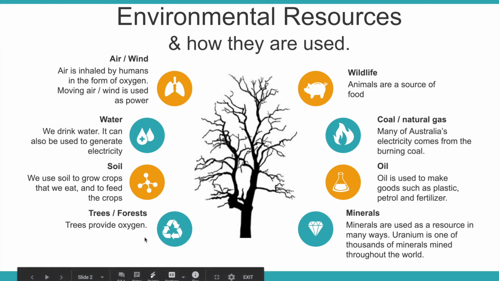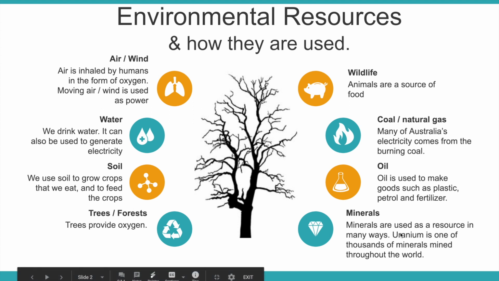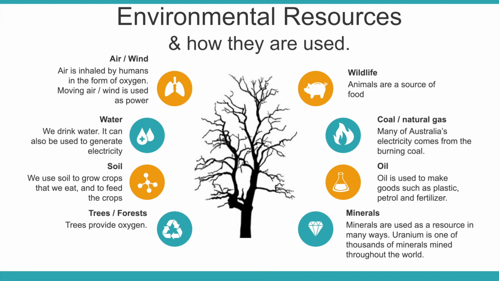Trees. Trees provide oxygen and they also provide us materials in order to build things. Minerals. Minerals are used as a resource in many ways. Uranium is one such mineral, and it is mined around the world, and it creates a number of things such as electricity when it is processed.